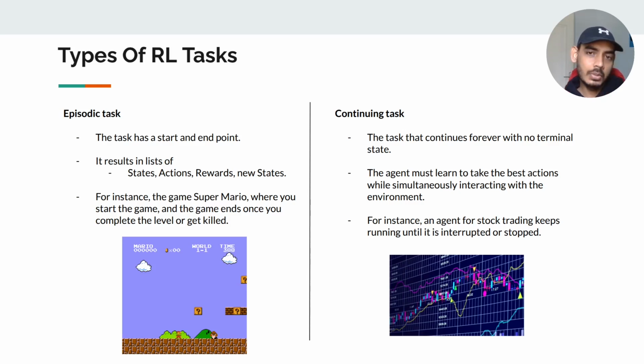When it comes to a continuing task, there is no termination state. The task continues forever, and the agent must learn from the continuous state changes and take action based on it. An example is stock trading. It keeps running. The stock market never stops. The whole thing keeps running, and it only gets interrupted. The agent only stops when the user wants to stop it. So that is the example for a continuing task.